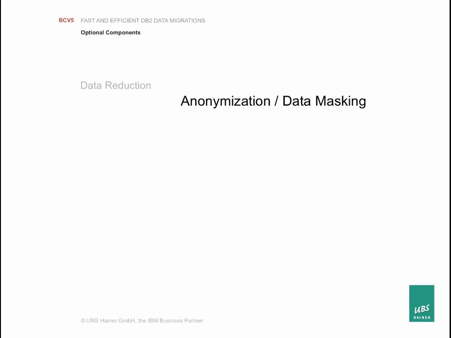BCV5's anonymization function allows one to modify sensitive fields like names, addresses, social security numbers, etc. on the fly, which means the data source may contain the original data, while the target, normally a testbed or a development system, receives anonymized data.